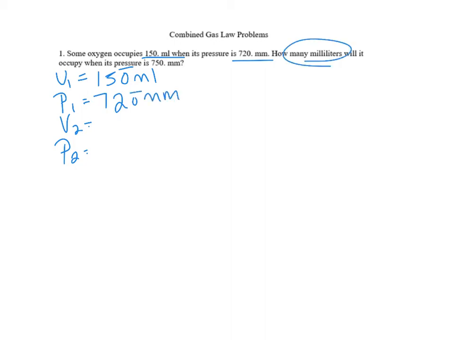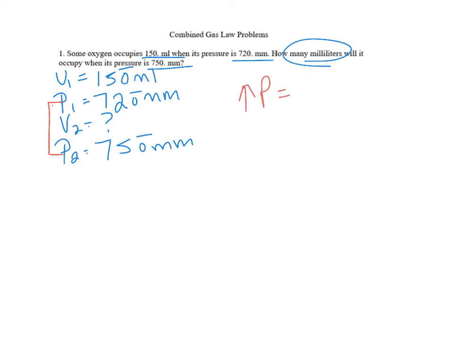We want to figure out how many milliliters, which means we're solving for volume, when the pressure is 750 millimeters. If they said what would be the pressure in terms of millimeters, then you would solve for P2. So looking at what changed, the pressure is changing. Pressure went from 720 to 750, so the pressure is going up.